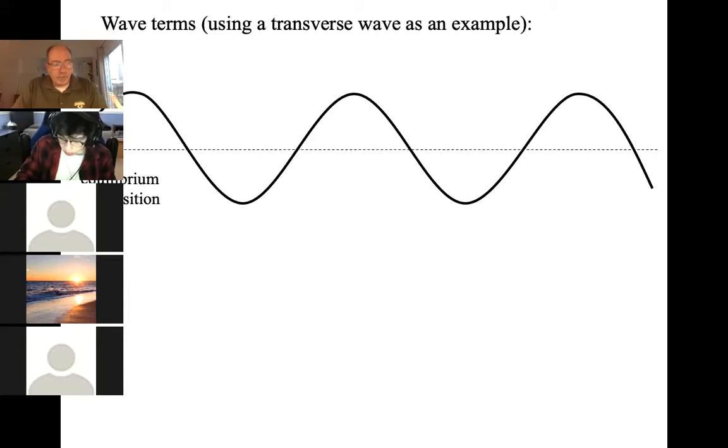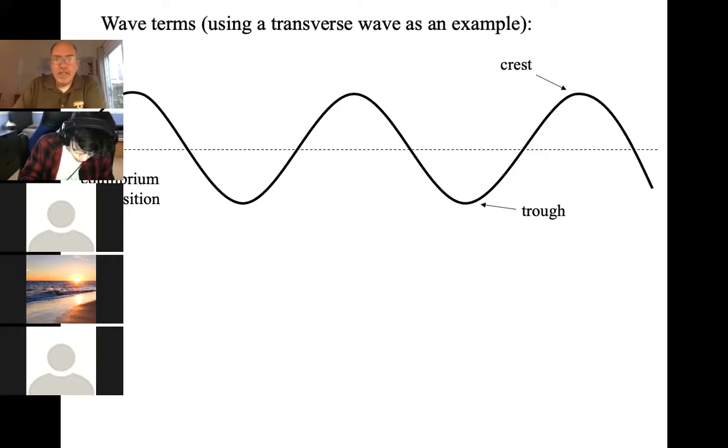Now, the speedboat went by, and the waves are passing through the locations of the bobbers, and this is a snapshot of the wave from a horizontal view. The top of the wave is called a crest. The bottom of the wave is called a trough. Crest and trough are particular to transverse waves.